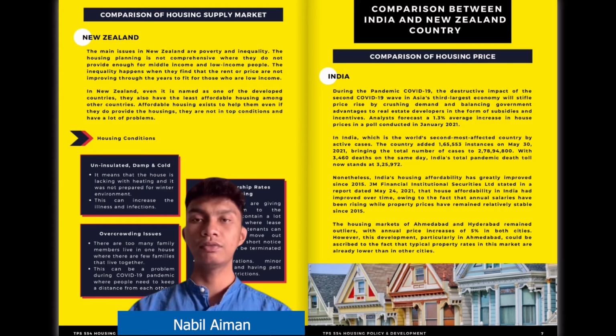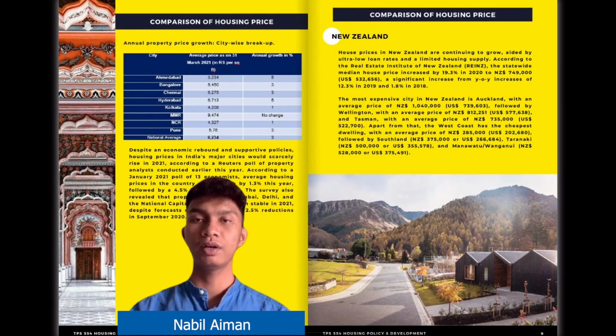Then, India's housing affordability has greatly improved since 2015. JM Financial Institutional Securities Ltd stated in a report dated 24 May 2021 that house affordability in India had improved over time, owing to the fact that annual salaries have been rising while property prices have remained relatively stable since 2015.